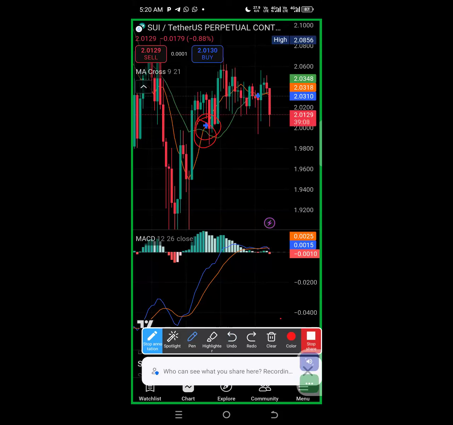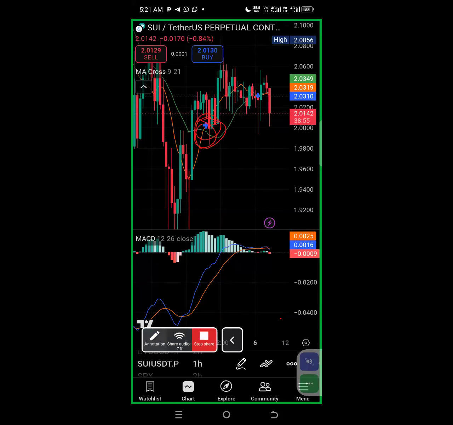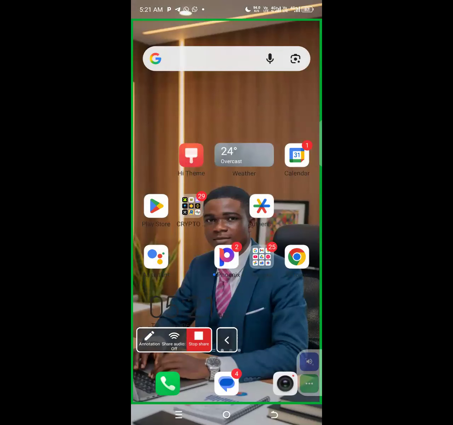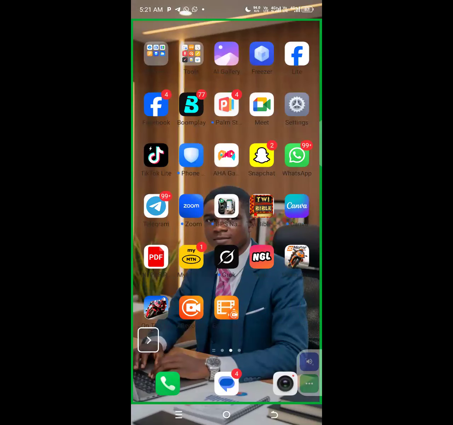Tell me, is it uptrend or downtrend? Looking at where I've circled, is it uptrend or downtrend? Let me know.